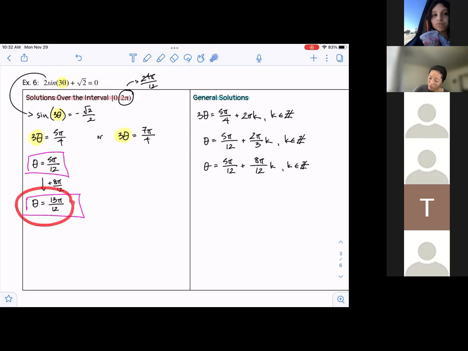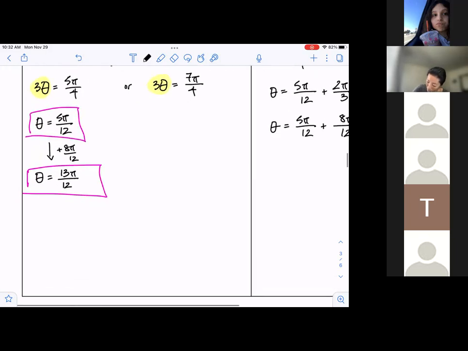Do you think there's more solutions as I go around the unit circle? Like, do you think I can add 8π/12 more times and still be one rotation in the unit circle? I think so, because 13 plus 8 is 21 and it's less than 25. Great. So let's add 8π/12 one more time. And we'll get 21π/12, just like Ellie said.